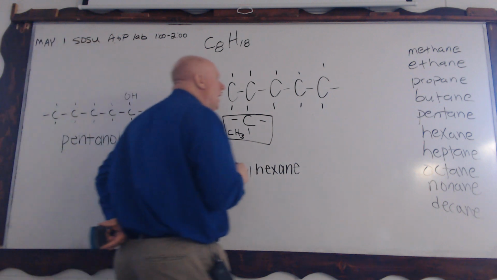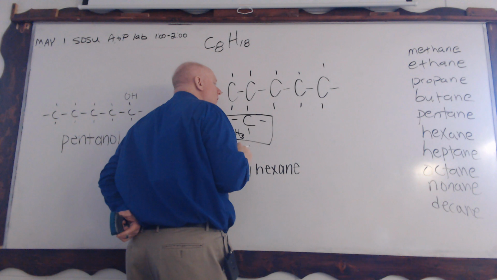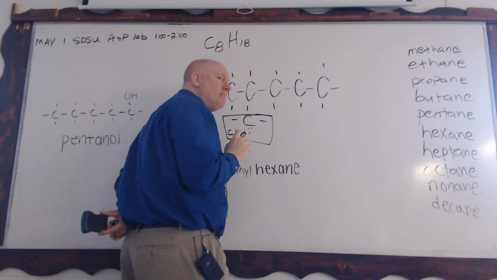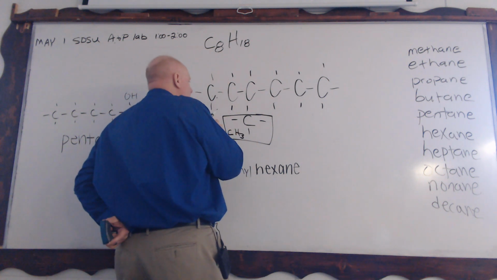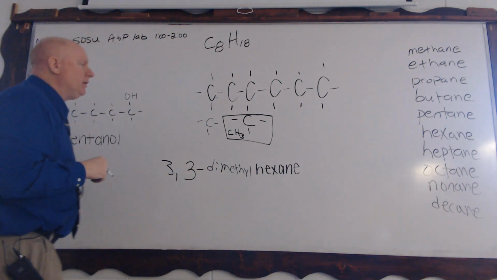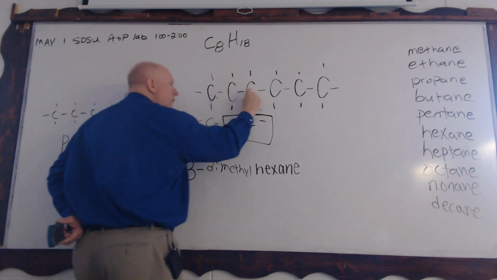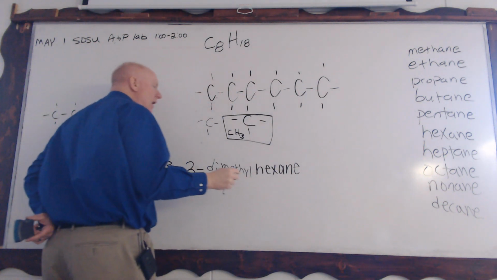Okay. How would we do that on this chain? Bend it. You want it here? That's not what I would guess, but now our longest continuous chain is 1, 2, 3, 4, 5, 6, 7. So we've got heptane now.